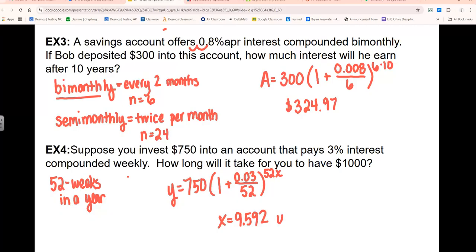Years. Yeah, x in this case is your number of years. So what the formula is doing is, our rate is weekly, so that's adjusting it to weeks instead of years. But as far as the answer goes, it's going to be years.